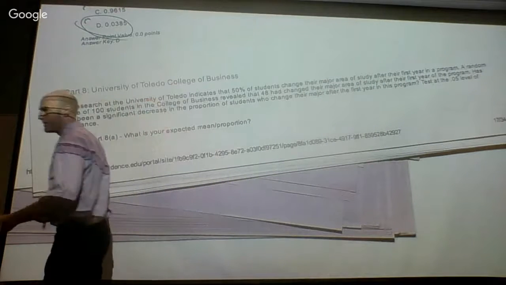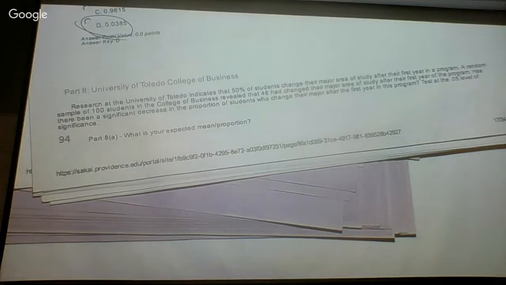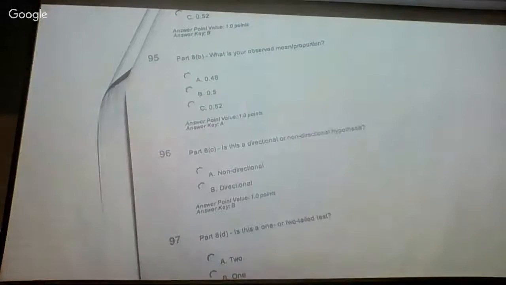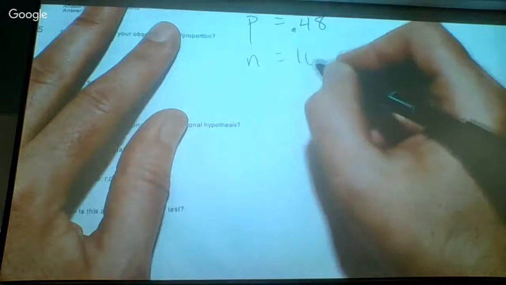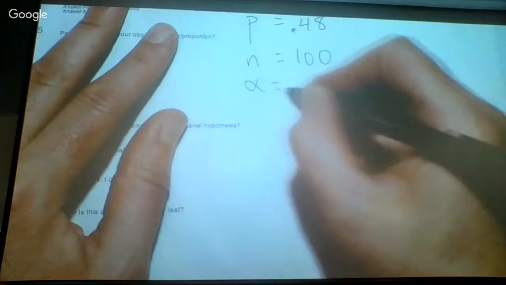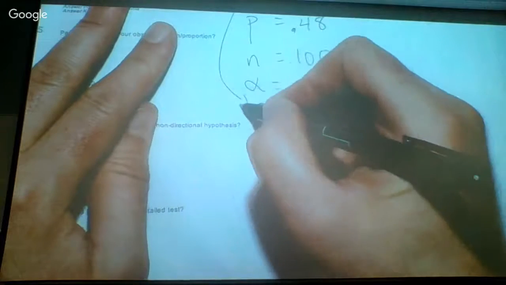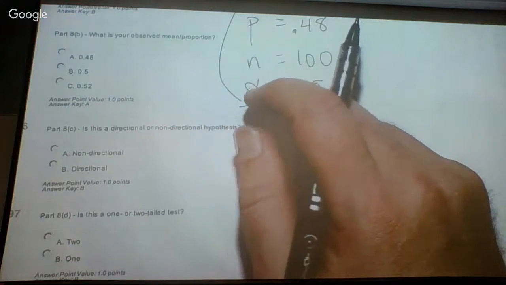We're going to test this at the 0.05 level of significance. What's the level of significance? It's so easy. The proportion we expect is the proportion that's given to us. According to their numbers, research at their school indicates that 50% of students change their major. We observed 48% of 100 students changing their majors. Alpha is 0.05. And because we have pi, we're going to use T or Z? Z.